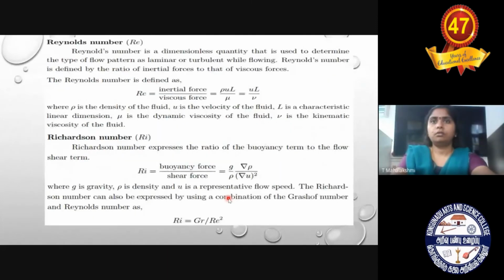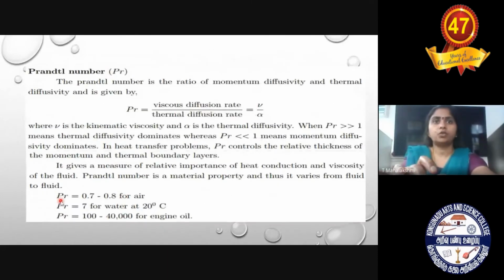So we have the range of the Prandtl number, as I told you just before. Prandtl number 0.7 to 0.8 represents the air, and the Prandtl number from 7 onwards represents water, and Prandtl number from 100 to 40,000 will be the engine oil, like turpentine oil and many types of oils. So Prandtl number is very, very important for the problem. This Prandtl number decides the fluid we consider in our research.